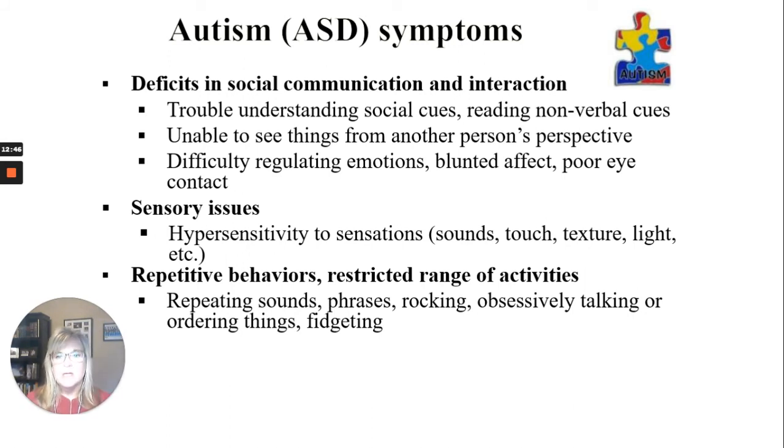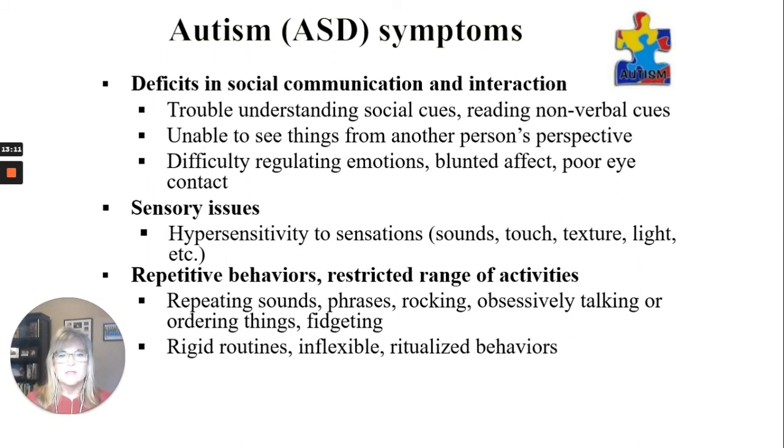So a lot of kids with autism will have really repetitive behaviors. They have a restricted range of activities, which means they only like to do a few things. They might play with Legos and they just sort of obsessively play with that one thing. They also might repeat certain sounds or phrases. They like to rock. They may obsessively talk about things. They like to order things and fidget. And often they get sort of obsessed with dinosaurs or something that they're interested in.